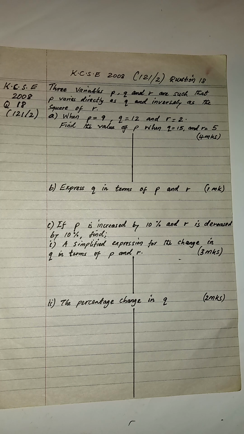Today, we want to look at KCSE 2008, paper 2, question 18. The question is set from formula and variation. That is where the question was set from.